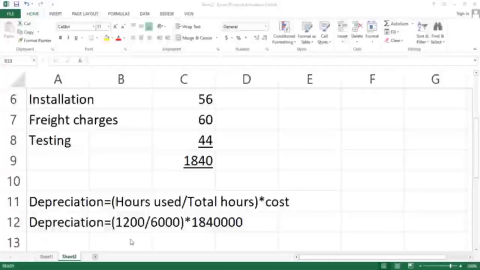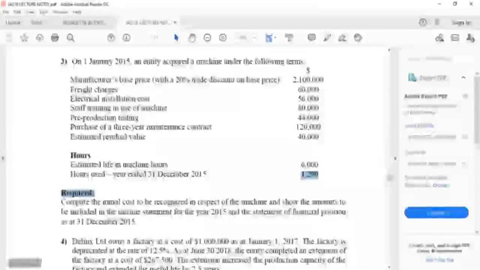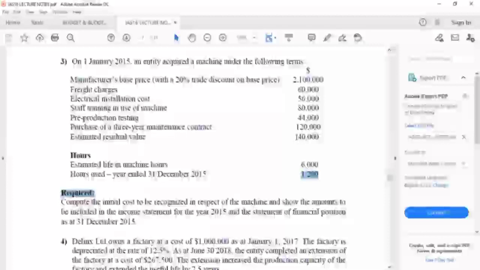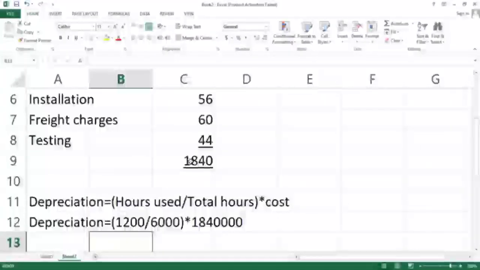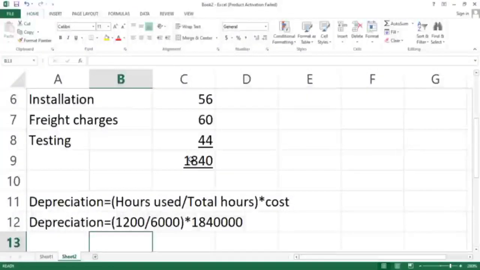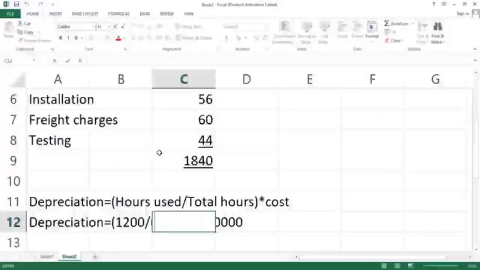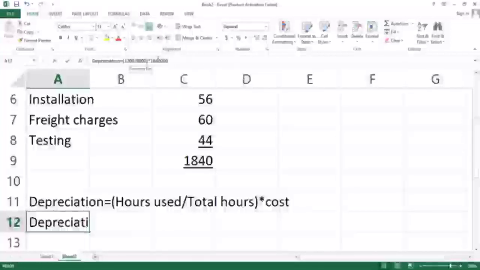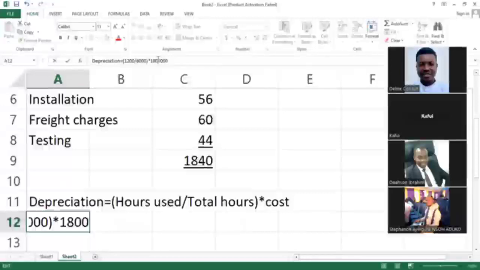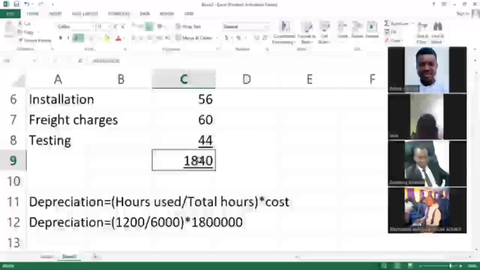There is a residual value. The residual value is what? 40,000. So if the total value of the asset is 1840, and they are saying that at the end of the year we are going to sell it for 40,000, we are giving three zeros. So how much of the asset's value will be used? A difference. We have 1840, we are selling it at 40. It means that only 1,800,000 is what we use, isn't it? So we subtract the residual value, which is 40.